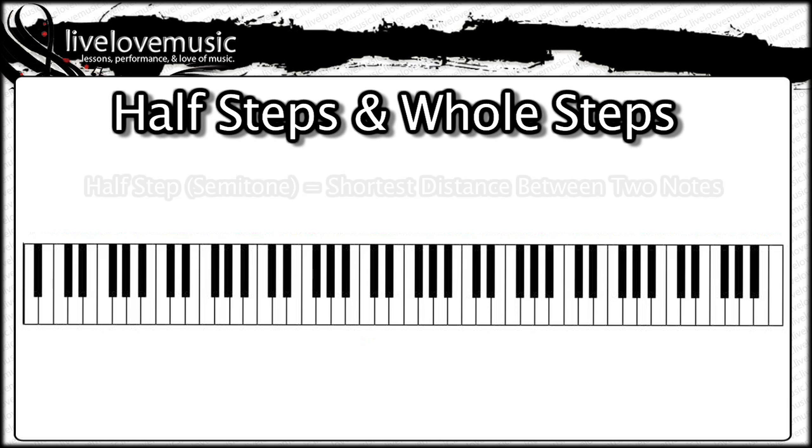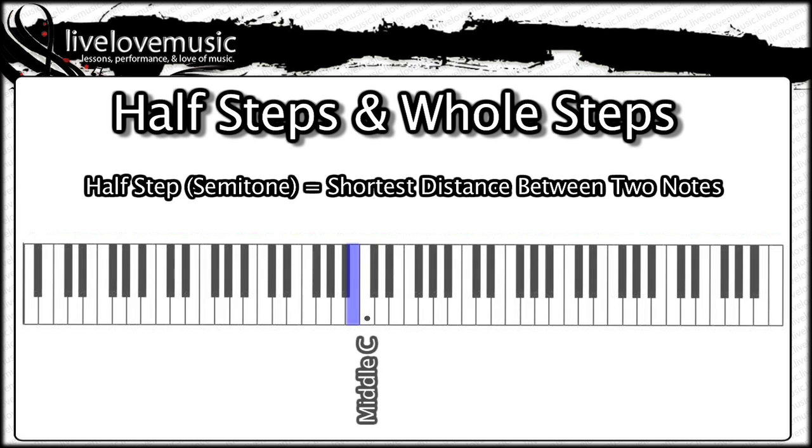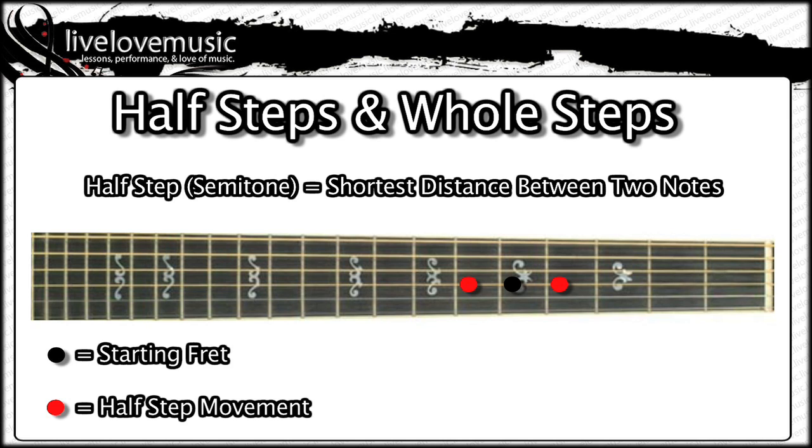The first term, half step, which can also be referred to as a semitone, is the shortest distance between two notes in Western music. So as an example, if we start on middle C and move one pitch higher or lower, we have moved a half step. When using a guitar or another fretted instrument, a half step would be one fret movement higher or lower from your starting fret.